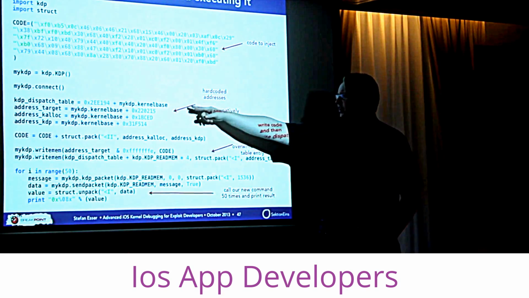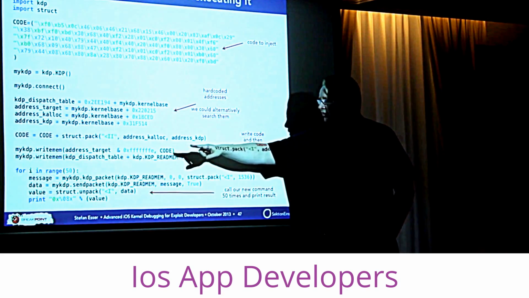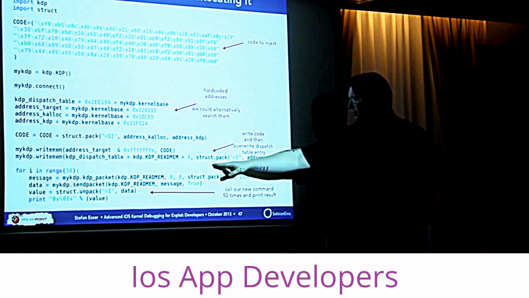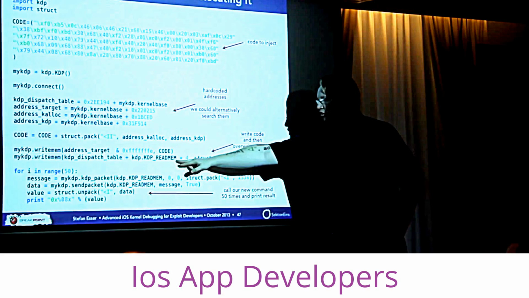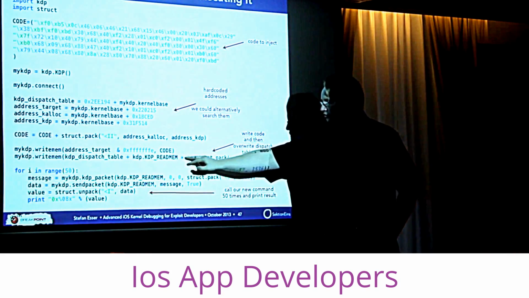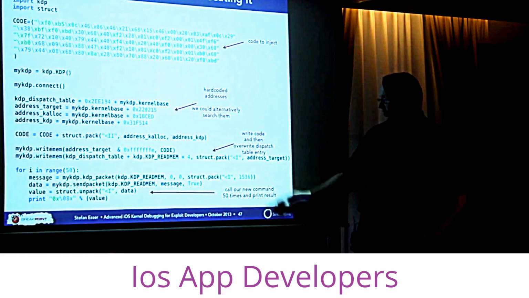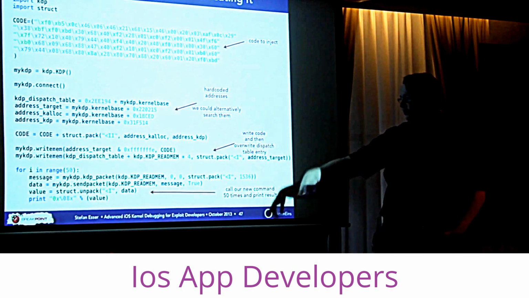In this case, I just overwrite an unused function in the kernel. And then you write into the actual dispatch table. We overwrite the readmem command because readmem is never used, since we always use the 64-bit version. We write it there and then we call that readmem function 50 times.